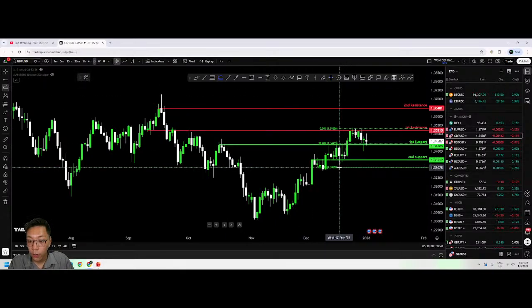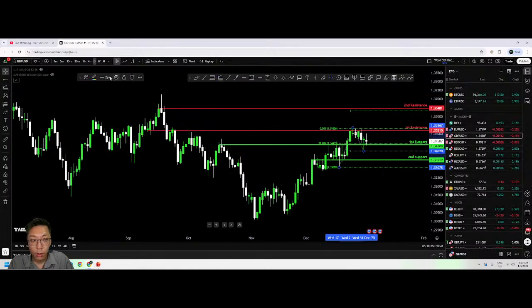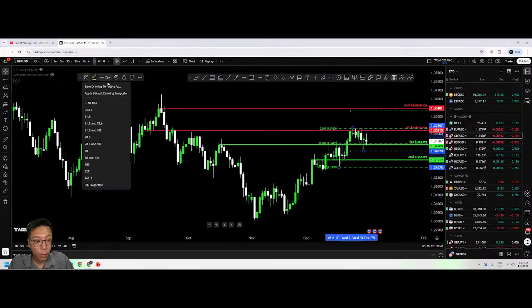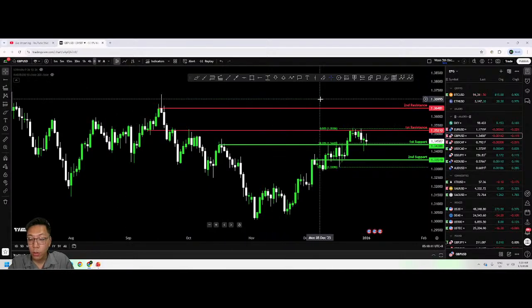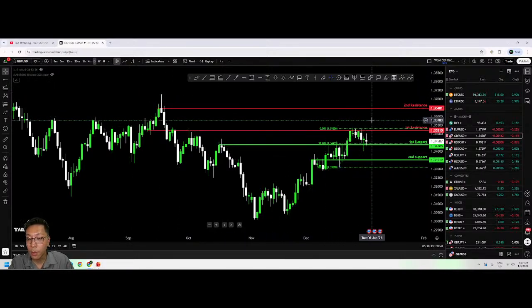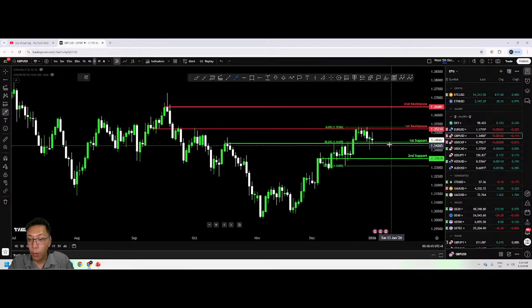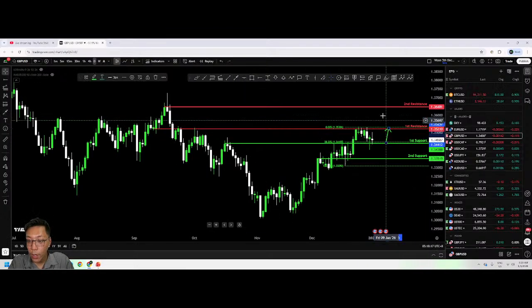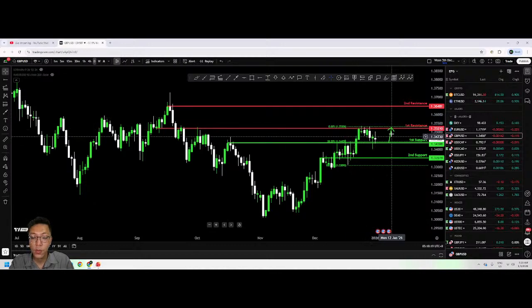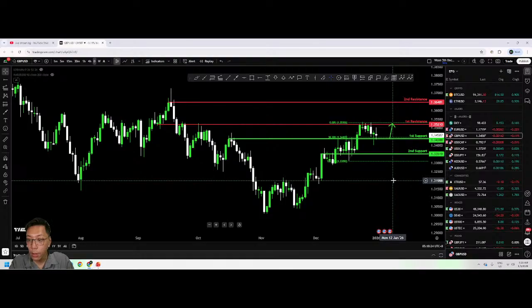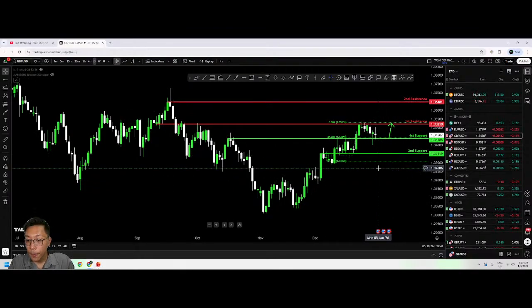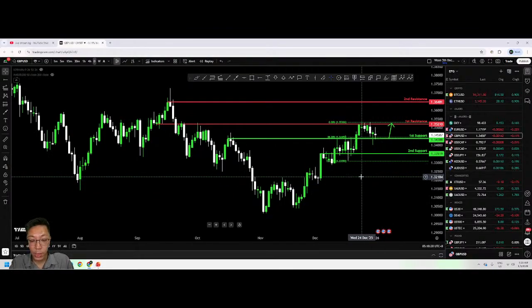Okay, if I were to do a projection over here, okay, we shall not use the projection. So we are looking for the price to rise towards this first resistance area over here. Okay, let's see. Yep, this should be it for GBP USD.